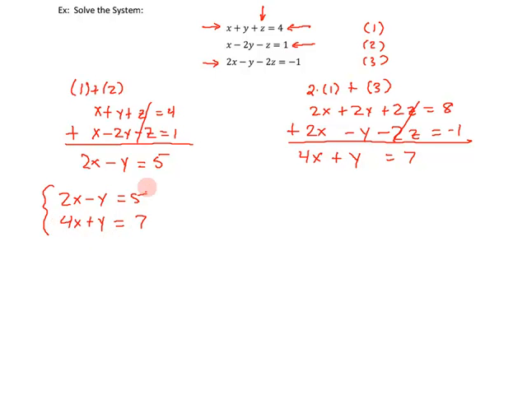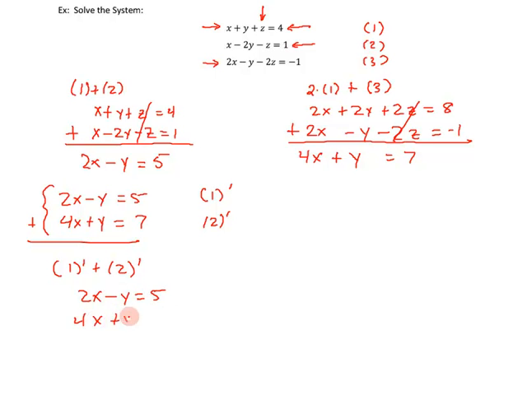Now the easiest way I see is by addition, because if I add these together, the y values will cancel out. If I call these equation 1 prime and 2 prime, just put a little apostrophe up there, I'm going to take 1 prime and add it to 2 prime and see what I get. I'm going to take 2x minus y equals 5 and 4x plus y is equal to 7 and add them up. That gives me 6x, the y's cancel, equals 12.